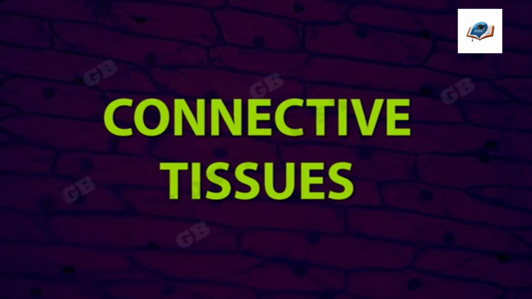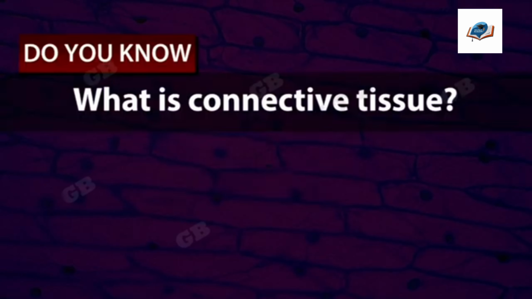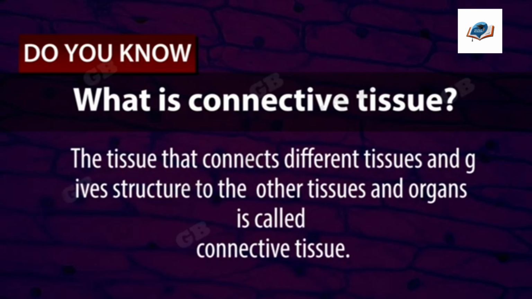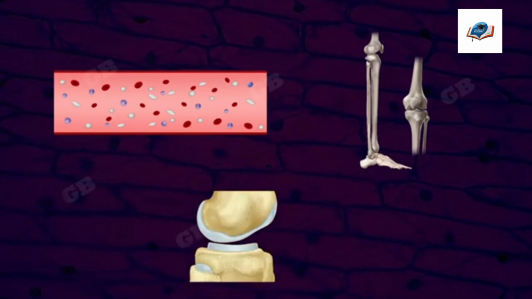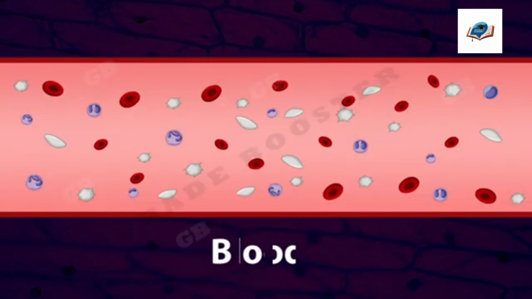Now let us learn about connective tissues. What is connective tissue? Connective tissue is a type of tissue that connects different tissues and provides structure to organs and other tissues in the body. It plays a major role in supporting and binding different parts of the body. Blood, bones, and cartilage are all examples of connective tissue. Each type has unique functions that help maintain the structure and function of the body.